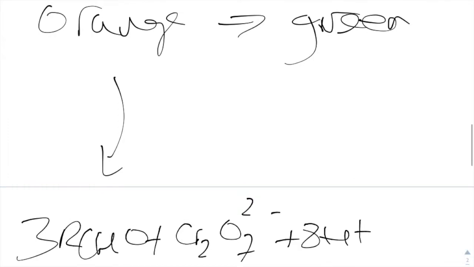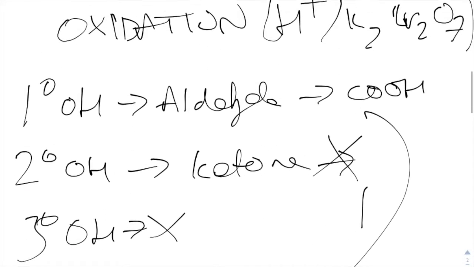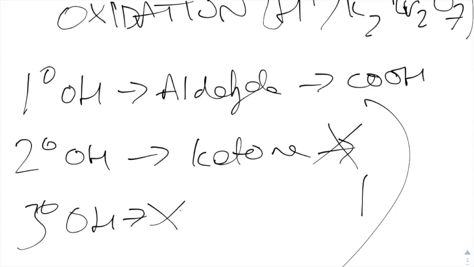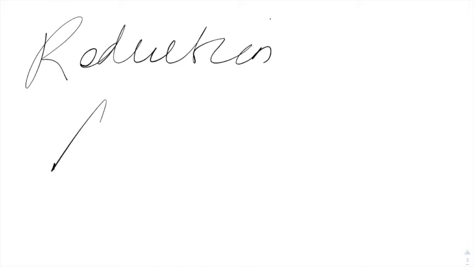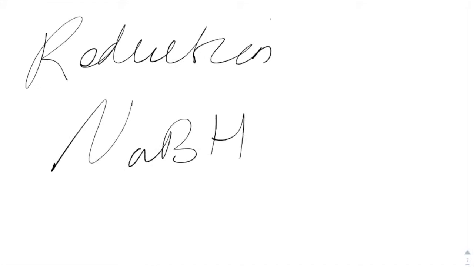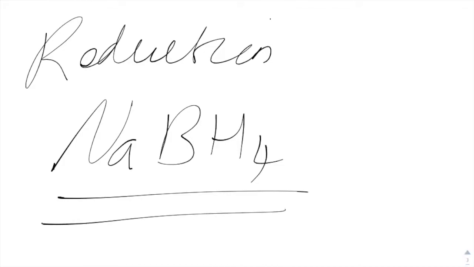So we can use Tollens reagent, a test I always say, as a chemical test to distinguish between aldehydes and ketones. For reduction, you want to use NaBH4. Use that for your reduction. It's what supplies the H.